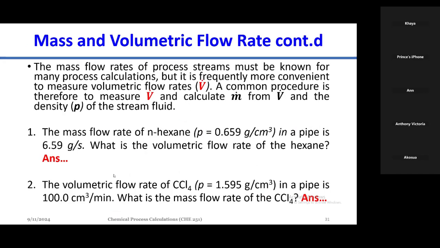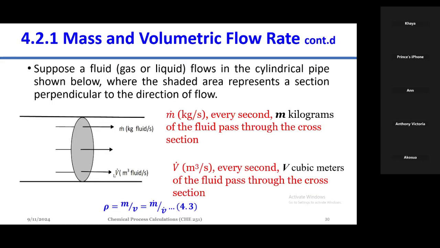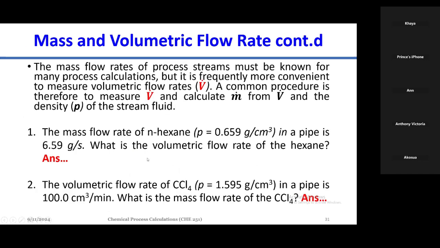The mass flow rate of n-hexane, which is normal hexane, with a density of 0.659 gram per centimeter cube in a pipe is 6.59 gram per second. What is the volumetric flow rate of the hexane? So you just have to go back to this. We know density equals mass flow rate over volumetric flow rate. So when I need volumetric flow rate, I have to divide the mass flow rate by the density, and that will give me the volumetric flow rate.